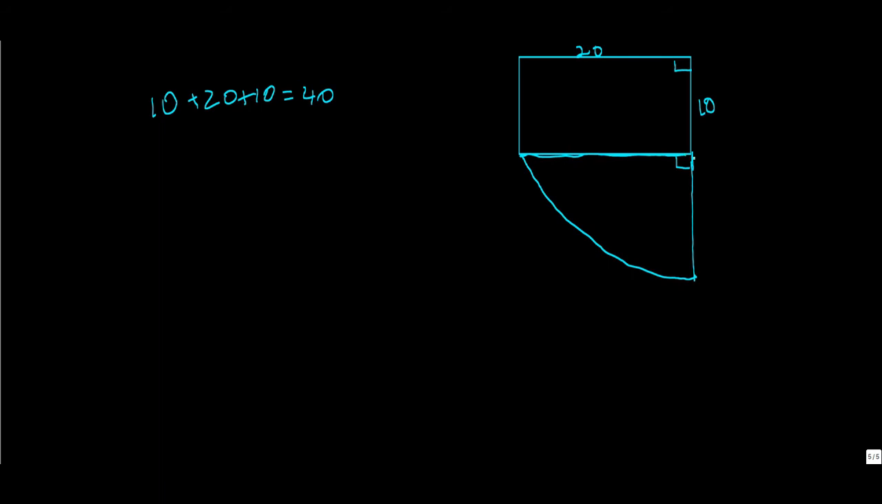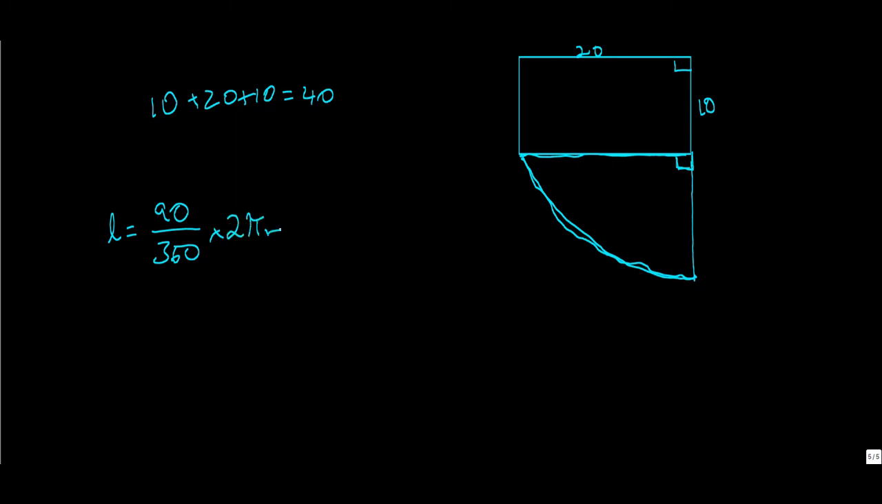Now this arc length over here is actually an arc length. And we know that this angle over here is 90 degrees. So if we use our formula, we can get 90 on 360 multiplied by 2 pi r.